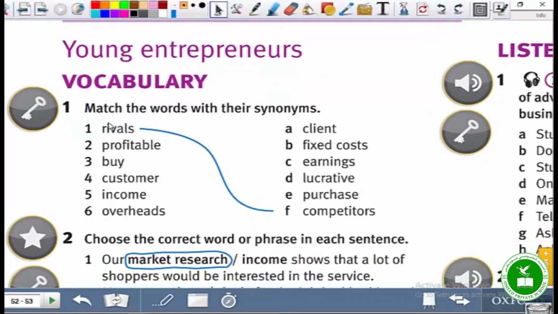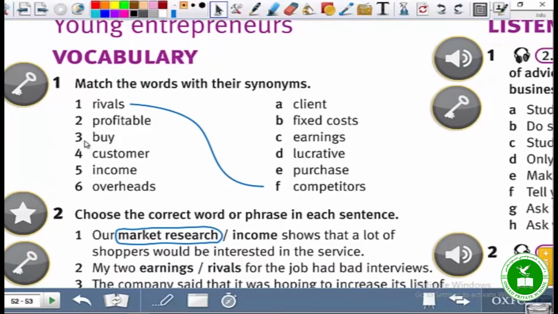Young entrepreneurs. What is an entrepreneur? Do you know? Yes, you are right. Entrepreneurs are those people who establish a company, who start a business. So, in here we have vocabulary. It says match the words with their synonyms. You know what synonyms are? A synonym is a word which has the same meaning as another word.